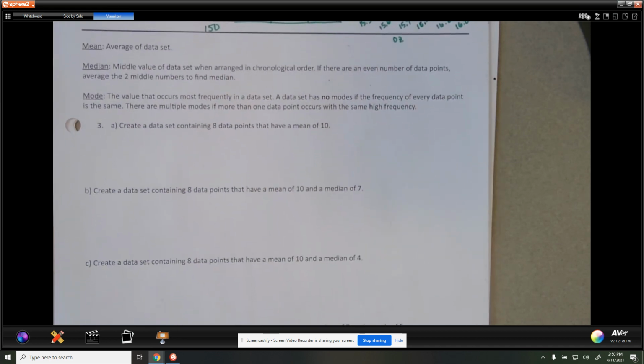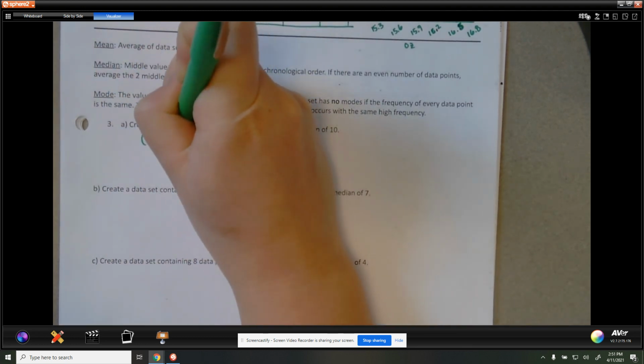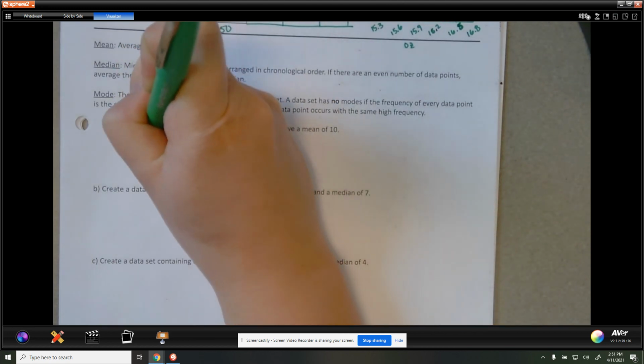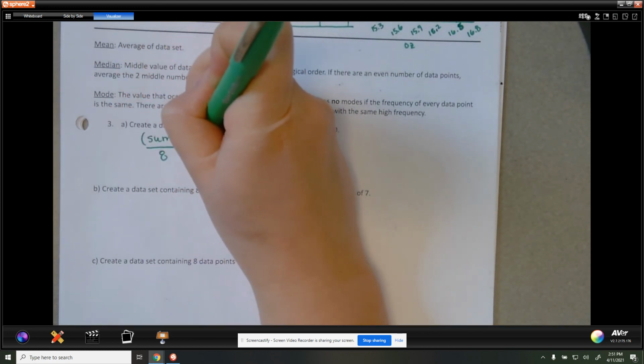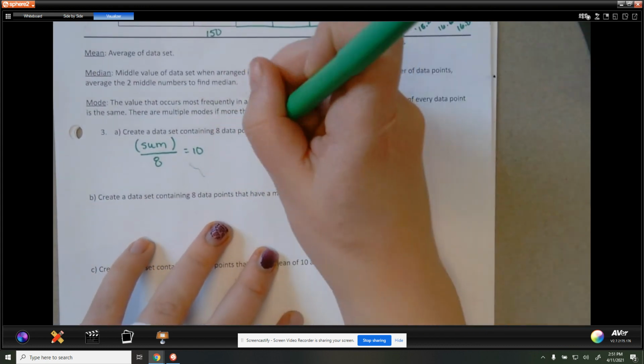Okay. And the last little bit, we're talking about the mean, median, and mode. So these are kind of a little funky questions, and we'll do another worksheet that practices this too. But so we're going to create a data set containing 8 points that has a mean of 10. So we want the average to add up to 10. So really what this is saying is we have some sum of 8 points divided by 8. That needs to be equal to 10. So our sum just has to add up to 80, right? 8 times 10.